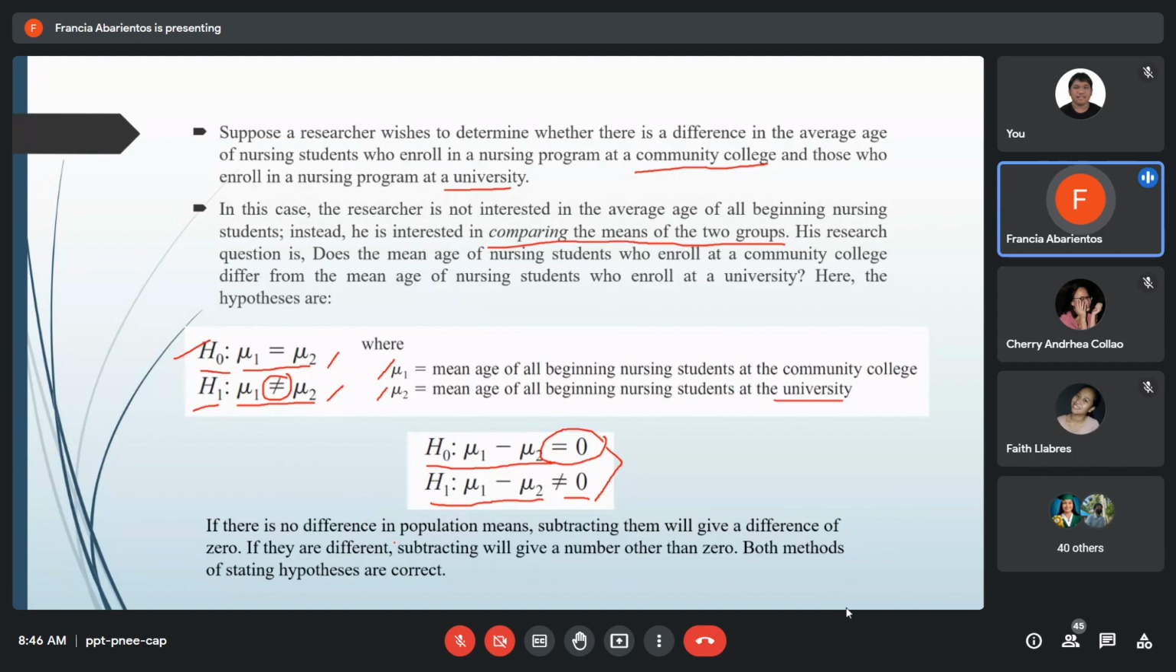Okay, so if there is no difference in the population means, subtracting them will give a difference of 0. If there is a difference, subtracting will give a number other than 0. So both methods of stating the hypothesis are correct. So this one, class, is considered correct when you are stating your hypothesis, and also this one. We can express this like in the first one, or in letter A, or in letter B.